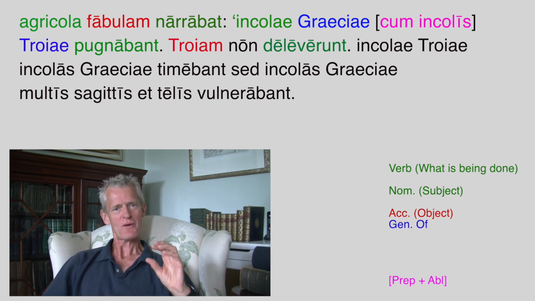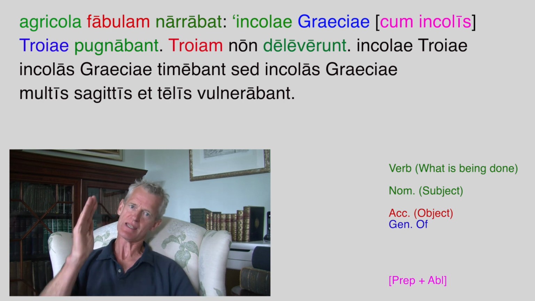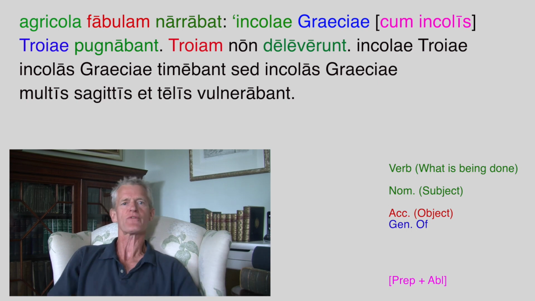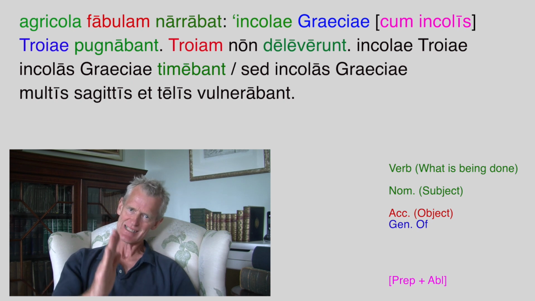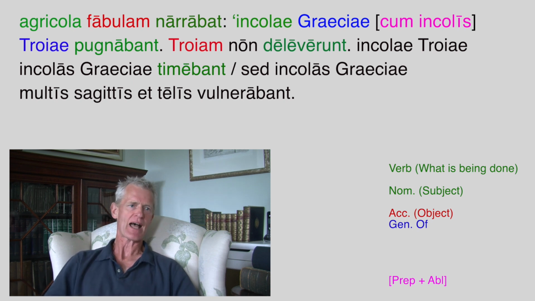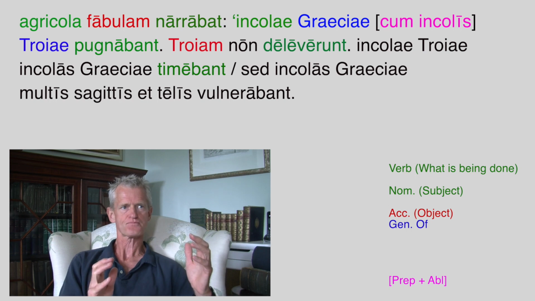But where we've got more than one verb, go to the first verb first, and that's going to be a clause. You're going to cut off that little clause. So, incolae Troiae, incolas Graeciae timebant. Draw a little line there, and that's your first clause. We're going to deal with that one first.